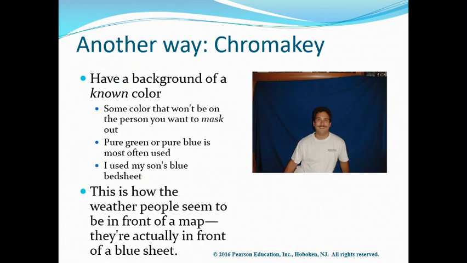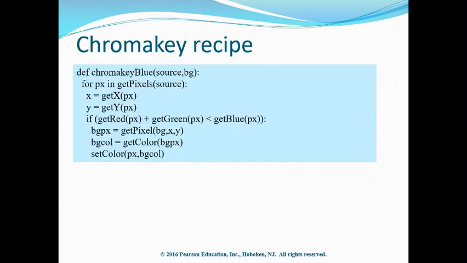Another way we can do things is chroma key. You'll definitely use this chroma key in the future, so make sure you look in your book at some chroma key examples as well. Chroma key is having a background of a known color, some color that won't be on the person that you want to mask out. Pure green or pure blue is the most often used. This person used his son's blue bed sheet. This is how the weather people seem to be in front of the map. They're actually standing in front of a blue sheet.